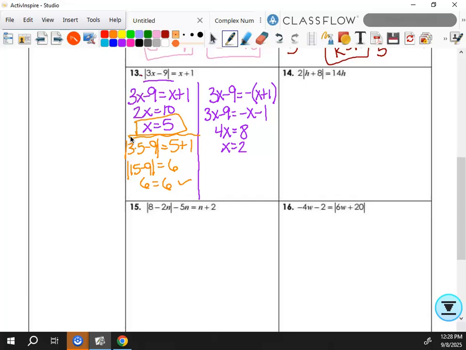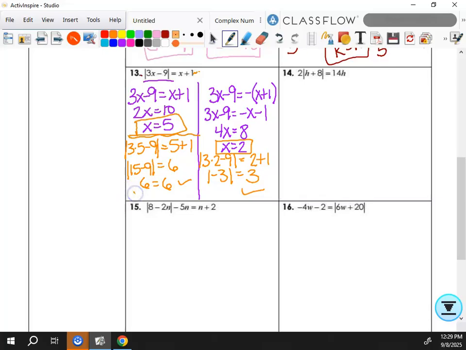Then I've got the absolute value of 3 times 2 minus 9 equals, and notice I have to put it back into the original. That is equal to 2 plus 1. So this is 6 minus 9. No. What did I do wrong? Did I do something wrong? No, that's right. 6 minus 9. I'm sorry, I'm having a moment there. That's the absolute value of negative 3 is equal to 3. Is that a true statement? Yep. That's 3 equals 3, so x equals 2.